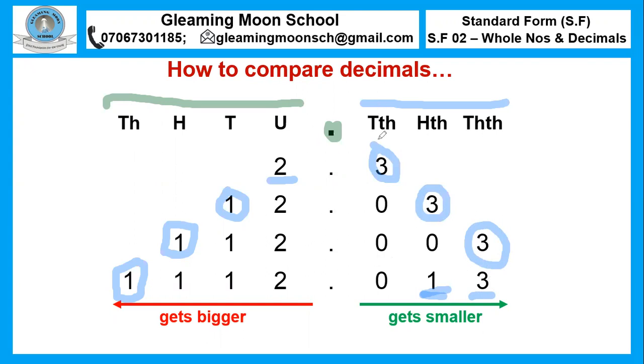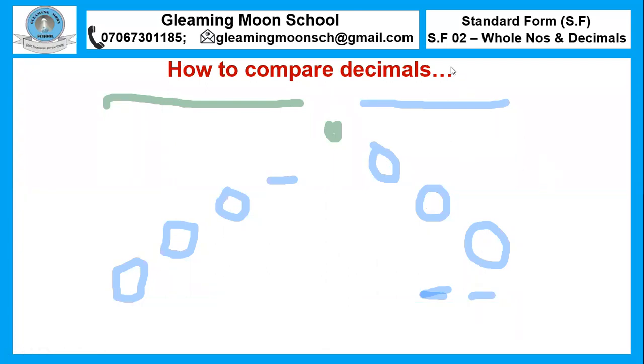So the tenth is the biggest, followed by the hundredth, followed by the thousandth, followed by the ten-thousandth if you have one, the hundred-thousandth, and so on. So it gets smaller as it goes towards the right-hand side, whereas in your whole number, the number gets bigger as you go towards the left-hand side. I hope you've understood that. So let's have a look at an example.